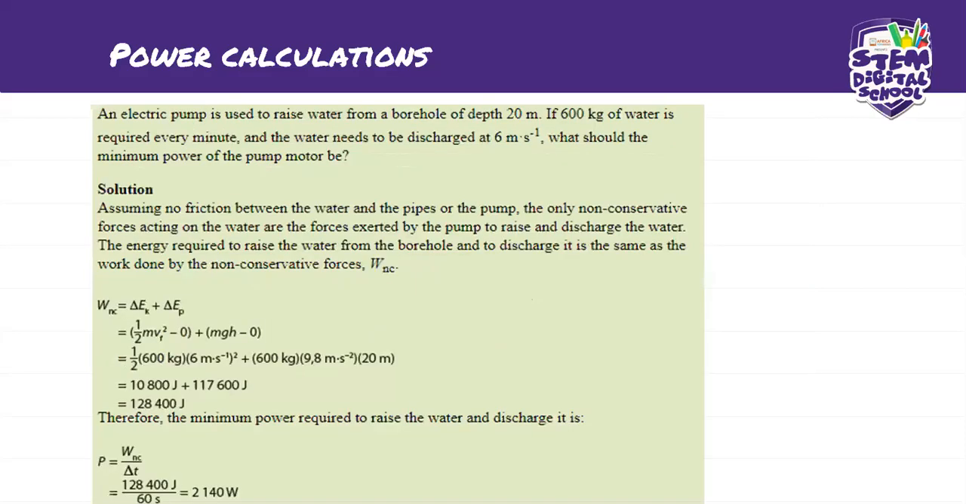So moving on, we're still on the power calculations, okay? It says an electric pump is used to raise water from a borehole of a depth of 20 meters. If 600 kilograms of water is required every minute and the water needs to be discharged at 6 meters per second, what should the minimum power of the pump motor be? Okay, so now we know we've got a depth, we've got the s, we've got the kilograms, and we've got the velocity.